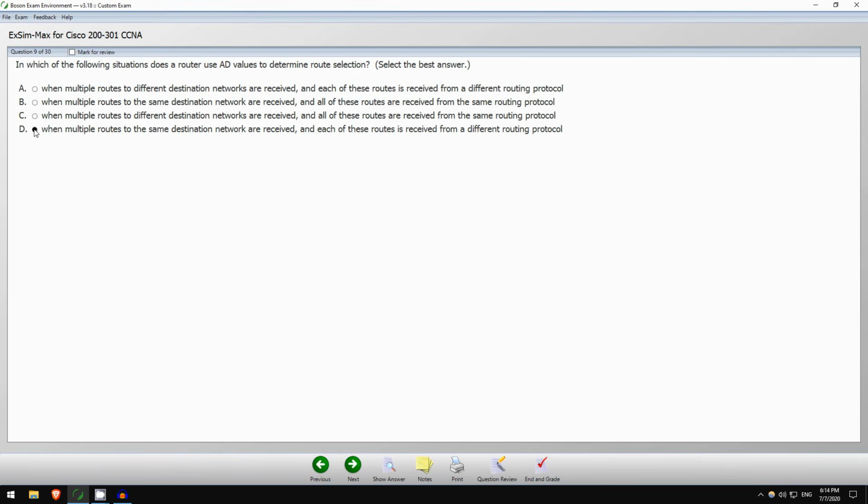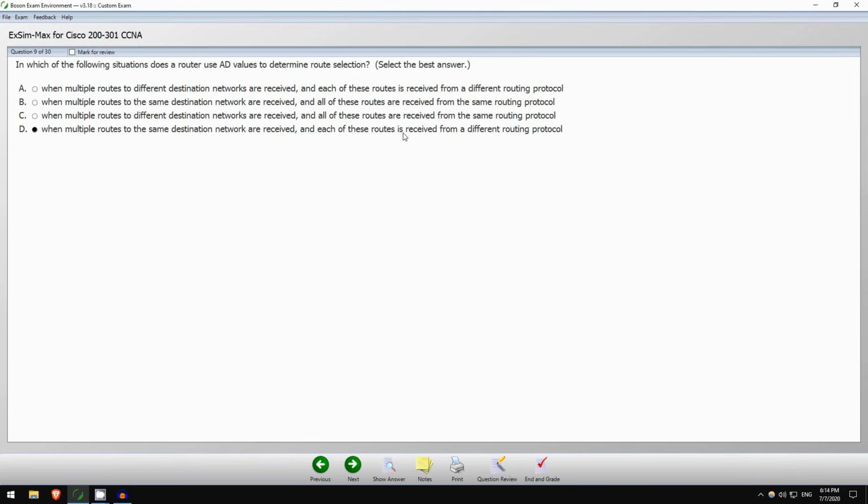So let's see if D is correct. When multiple routes to the same destination network are received, so same network, so the router will have to choose which one to put in the routing table, and each of these routes is received from a different routing protocol. Okay, so different routing protocol to the same destination network.